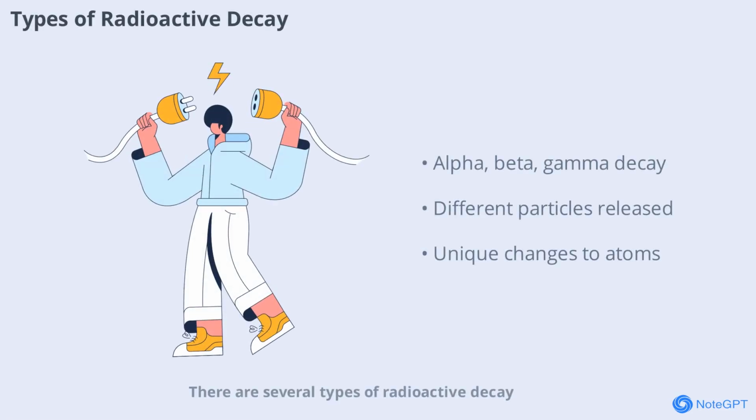There are several types of radioactive decay, each involving different changes in the nucleus. The three most common types are alpha decay, beta decay, and gamma decay. In alpha decay, the atom emits an alpha particle, which is made of two protons and two neutrons. Beta decay involves the transformation of a neutron into a proton or vice versa, releasing a beta particle. Gamma decay, on the other hand, releases energy in the form of gamma rays without changing the number of protons or neutrons. Each type of decay changes the atom in a unique way.